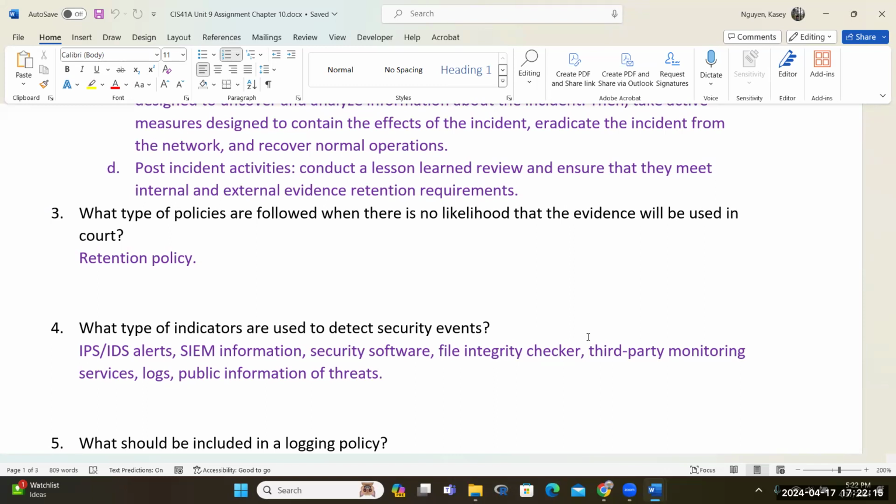Intrusion prevention system alerts, intrusion detection system alerts, your SIEM information, which is your security management system information. Usually that comes in the form of an alert, notification, warning, or flags. Your security software, like if you are using a certain security application on your system, normally it functions as many different things, right? Your host firewall and other things too. So it would also give you alerts.